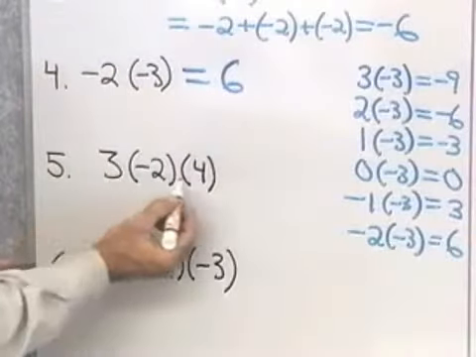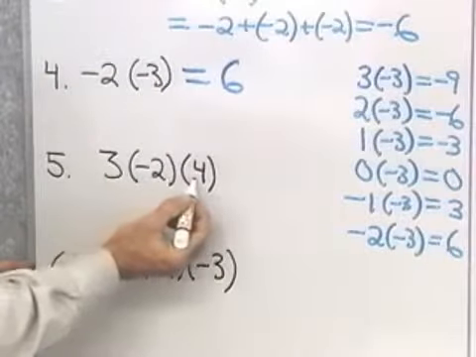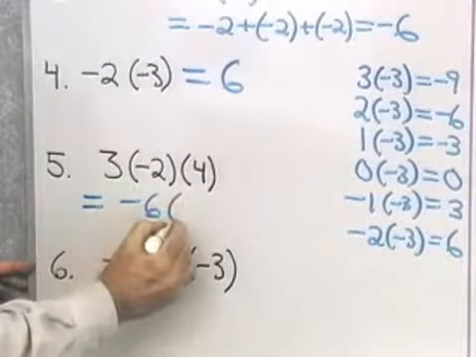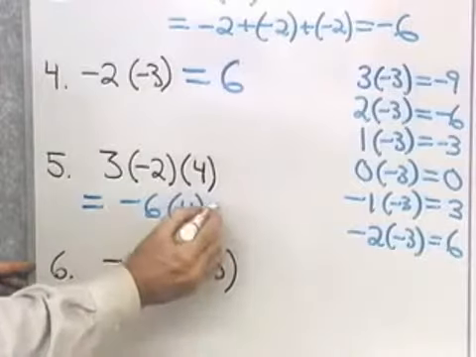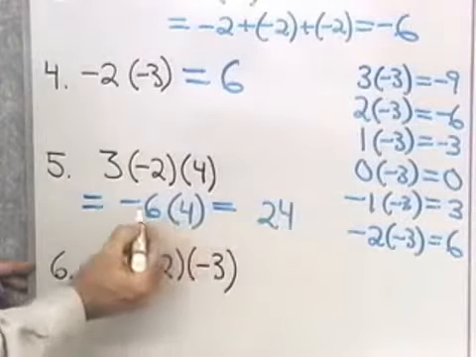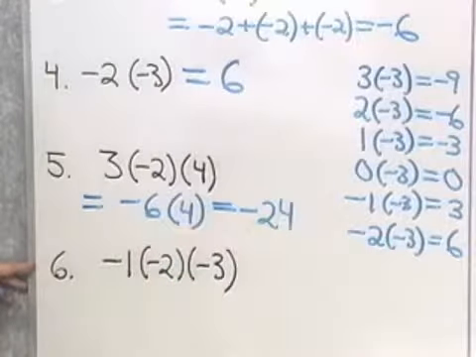Now, if I multiply three numbers at a time, 3 times negative 2 times 4, I multiply two of them first. 3 times negative 2 is negative 6. And then that's multiplied times 4. Multiply absolute values, get 24. The two numbers had different signs, so the answer is negative.